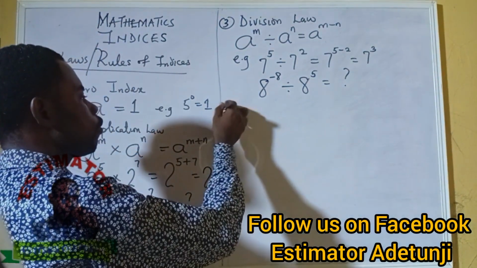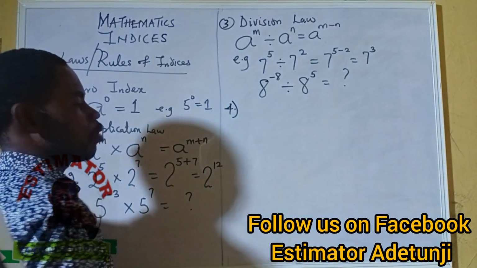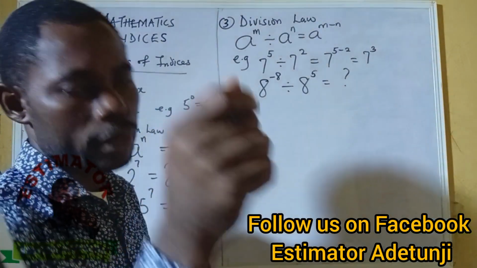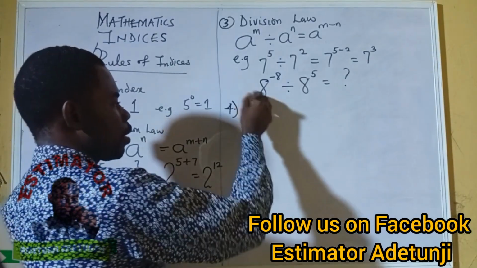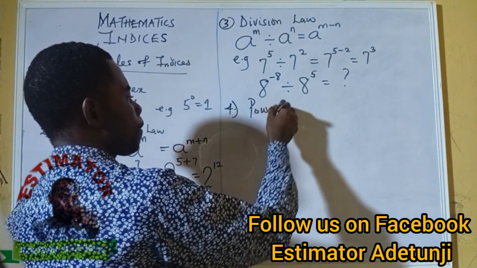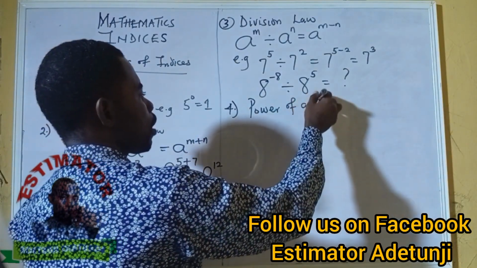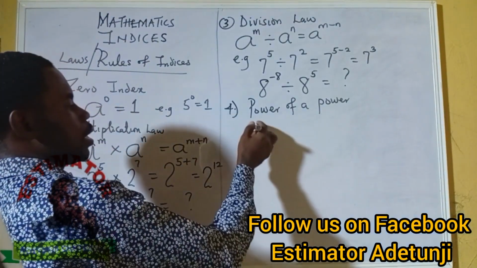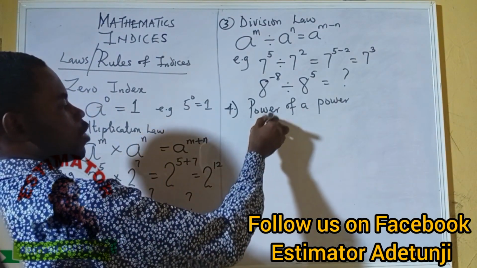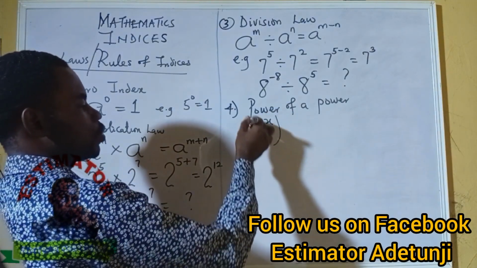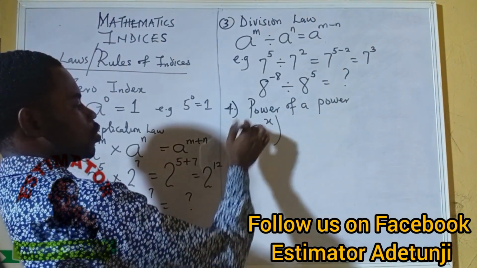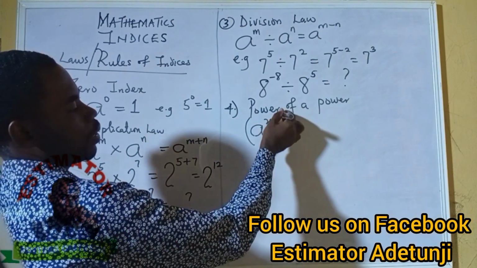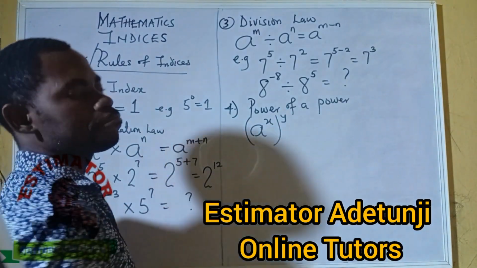So rule number 4. I can call it power of a power. You wonder what do I mean by power of a power? Now this is what it means. I'm having a exponential x. That's a power in its own. And I'm having another power. That is power of power.